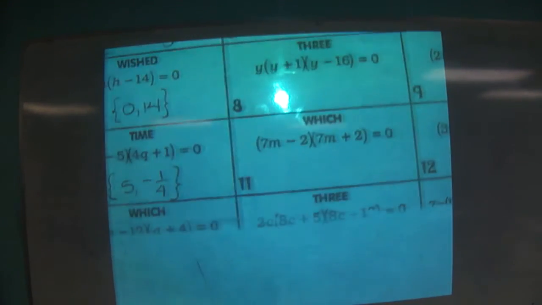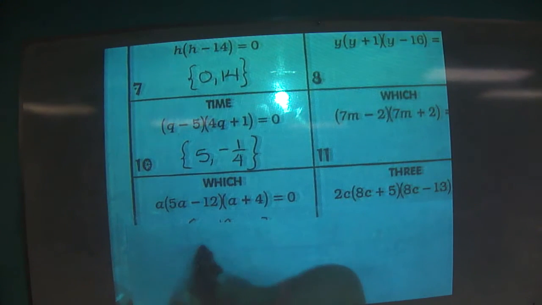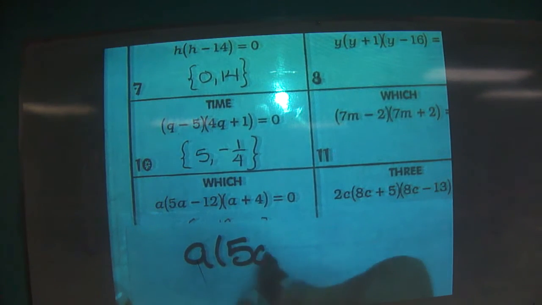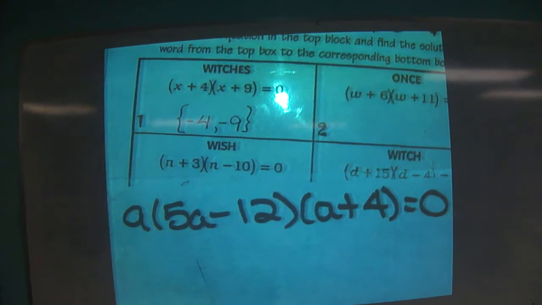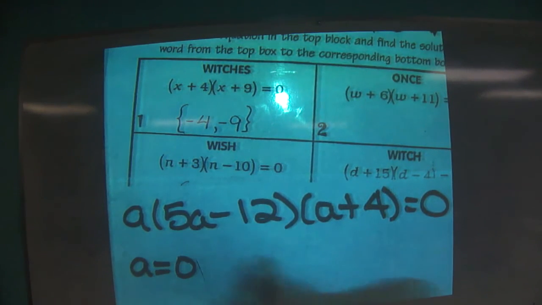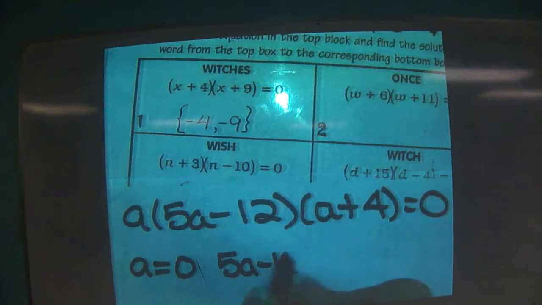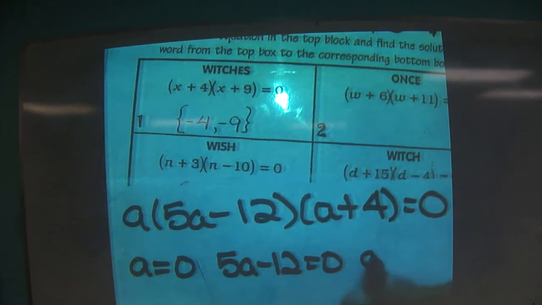So what do you do on one like this? A times 5a minus 12, a plus 4 equals 0. Right? Remember, it equals 0. So if one factor equals 0, they can all equal 0. So you have actually 3 factors. So a equals 0, 5a minus 12 equals 0, and a plus 4 equals 0.